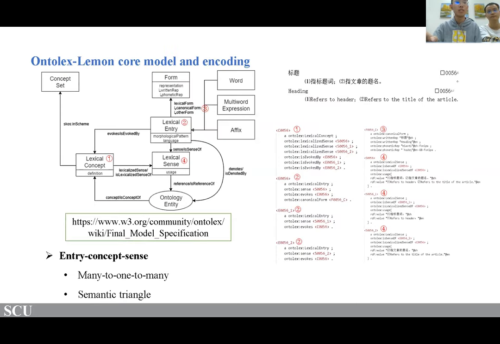So now let's take a look at the conceptual model of OntoLex-Lemon. Since concepts are units of thoughts, ideas, meanings, or objects and events, we believe that concepts should not be disassembled, and OntoLex-Lemon can provide many correspondences between lexical entries, lexical concepts, and lexical senses. The semantic relationships between them are that entries evoke abstract and mental concepts, entries have corresponding senses, and the senses lexicalize concepts. The figure on the right is an encoding example, including the core lexical entry and lexical sense. A lexical concept corresponds to two lexical entries and two lexical senses.